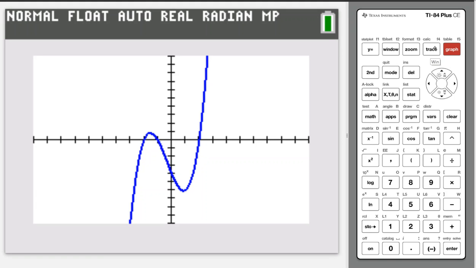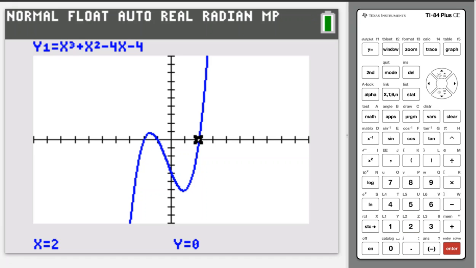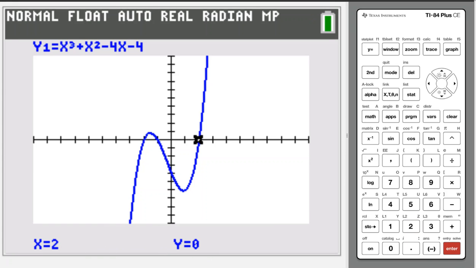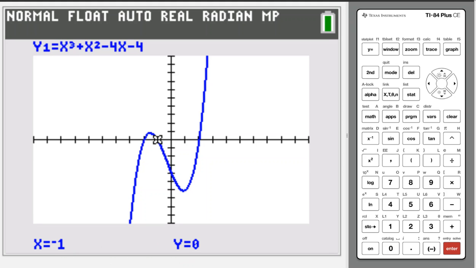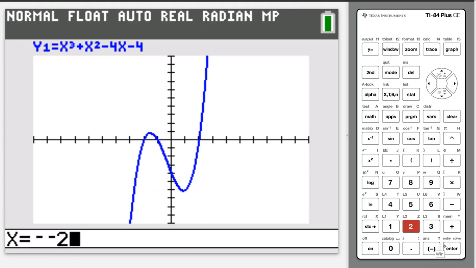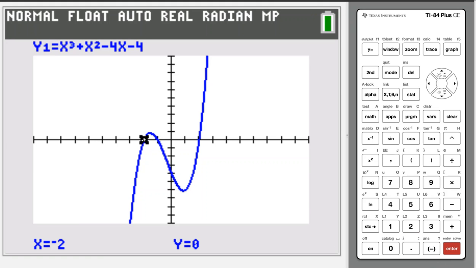It looks like it goes through 2, but like a previous question, it could just be super close to 2, so we shouldn't assume that. Hit trace, 2, enter to jump to that location. Looks like 2 is an exact 0. Also looks like -1, so trace -1, enter, jump to that. Looks good. And it looks like -2. So -2, -1, and +2.